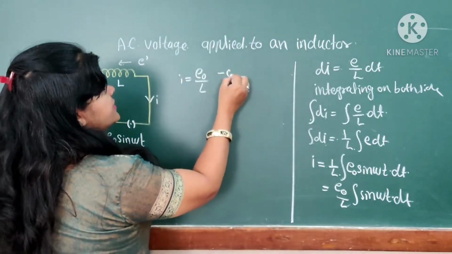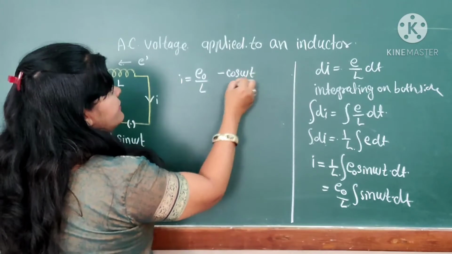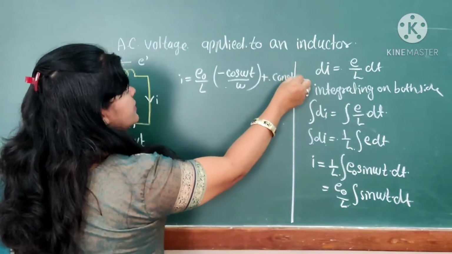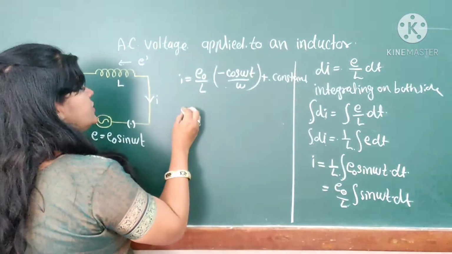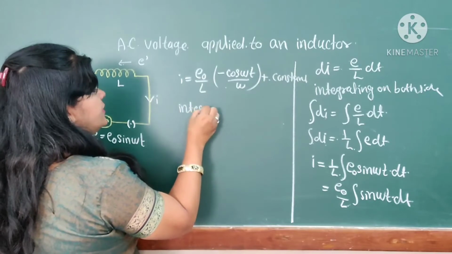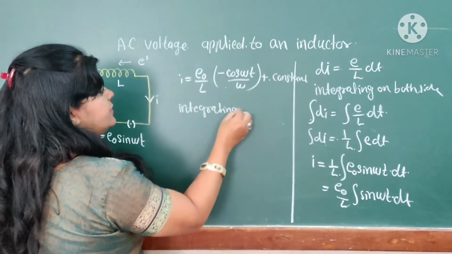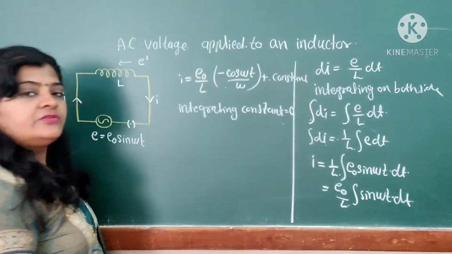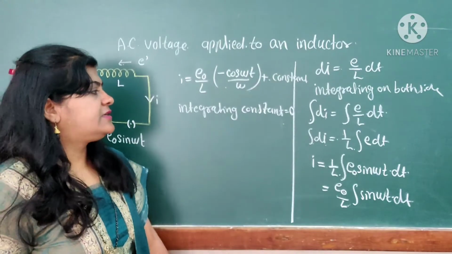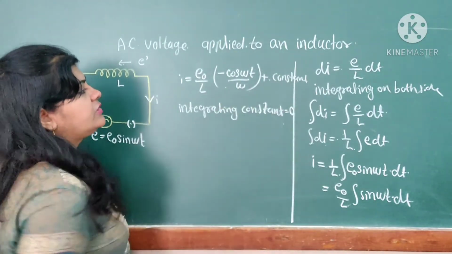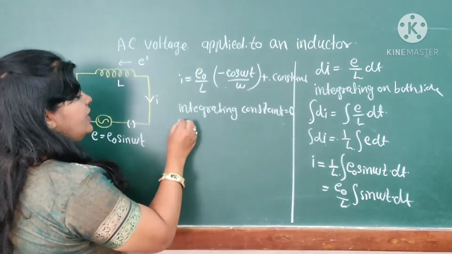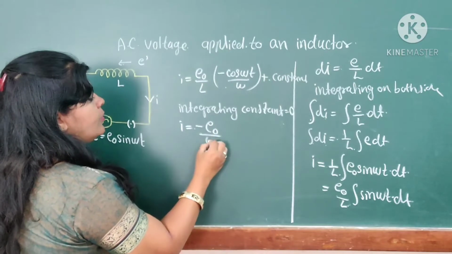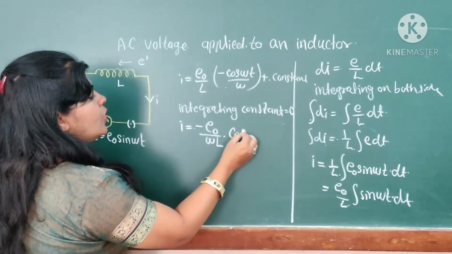That's why we write minus cos ωt divided by ω plus a constant. This is the integrating constant, and we take the integrating constant as 0, because it does not involve the time parameter. That's why I is equal to minus E0 upon ωL into cos ωt.